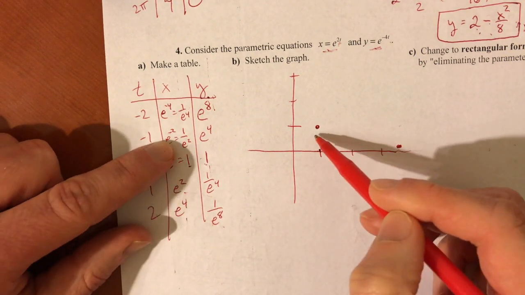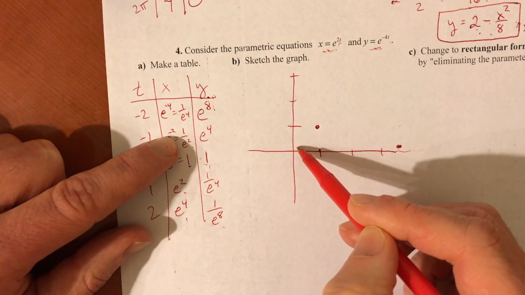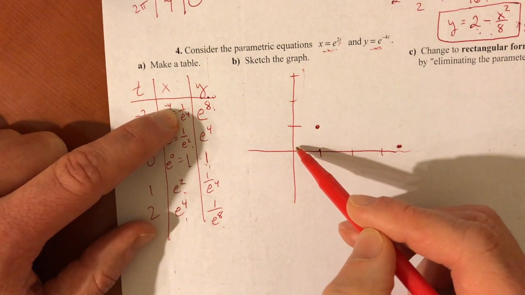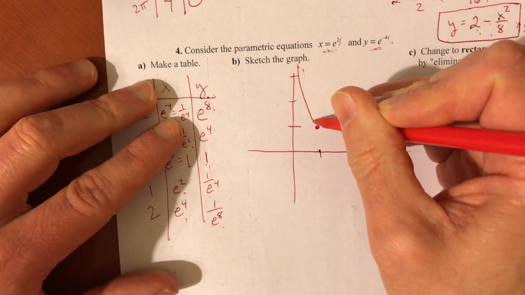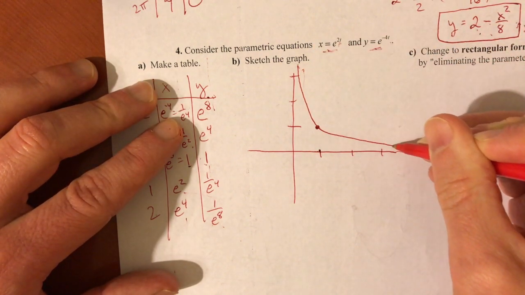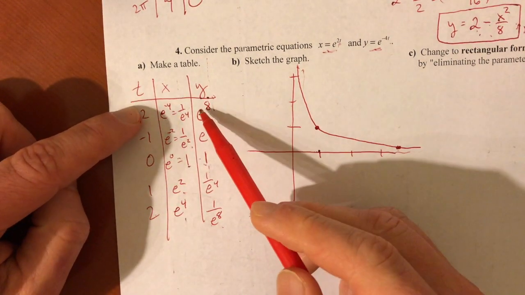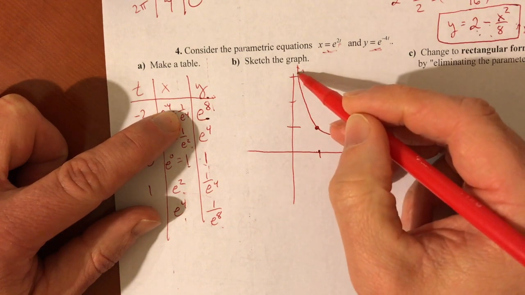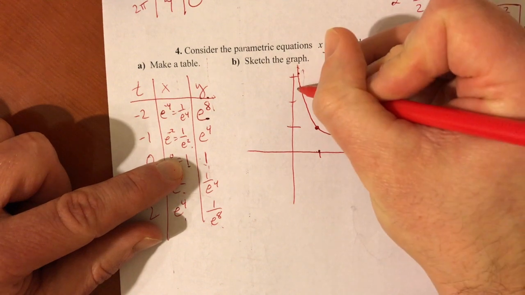As I go to the left, x is 1 over e squared, which is a very small value, close to 0, and y is getting very big. As I get closer to 0, y gets very big. So I'm really looking at something like this. But in which direction was I moving? As t increases, we got this point, which is up here, and then as t increases, now we have this, and then (1, 1), so we're moving in this direction.